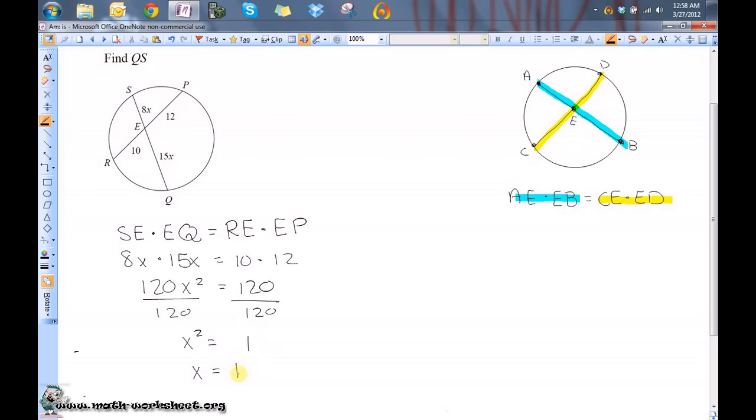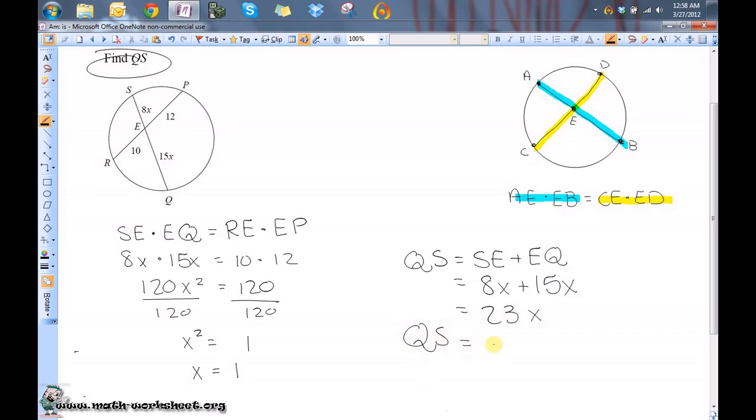Now we're not done, because we weren't asked to find x. We were asked to find QS. So QS, notice the length QS is the length of SE plus the length of EQ. So QS is equal to SE plus EQ. Well, SE was 8x and EQ is 15x. So it's 23x. So now that we know what x is, we can just plug that in. So QS is equal to 23.